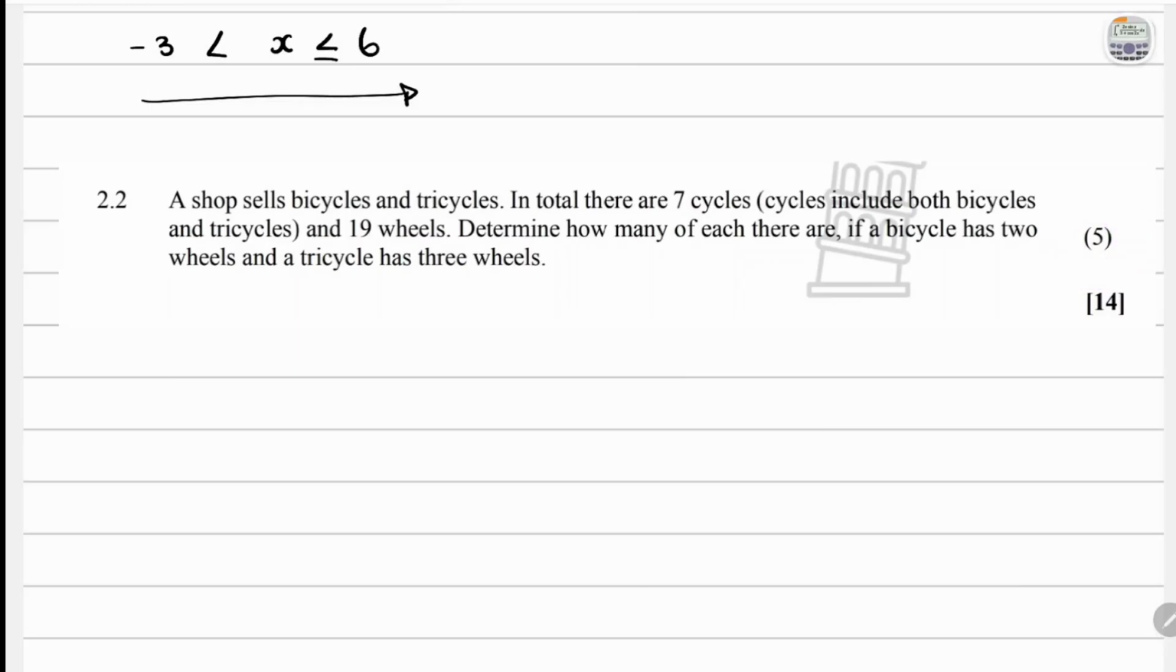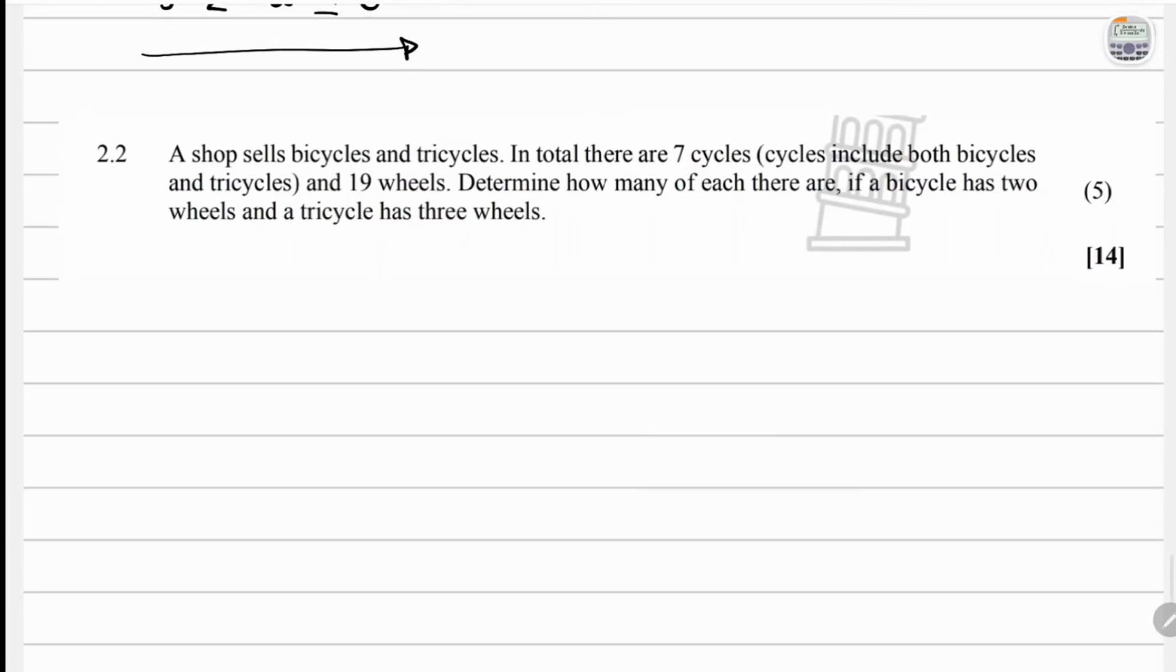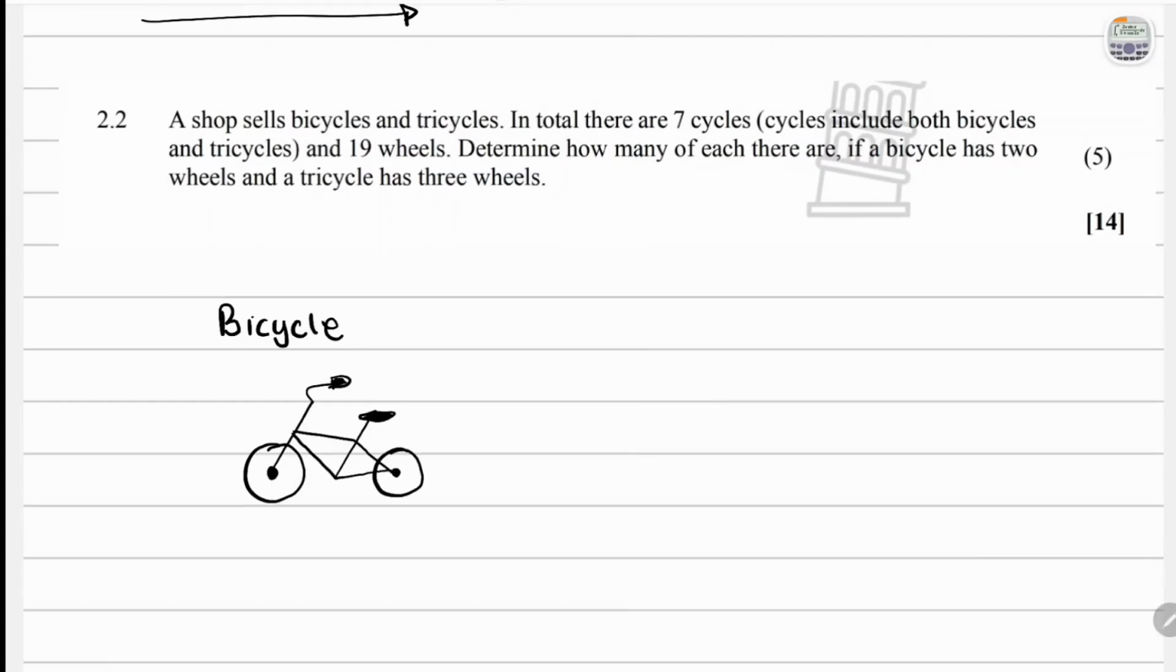Okay, with these types of questions, there is a way where you don't actually need any calculations and you can think about the logic of it. But this is for 5 marks, so they want you to show working. Okay, so here's how we can think about it. So let me draw a bicycle. So we've got bicycles and tricycles. We don't know how many bicycles or tricycles we have.